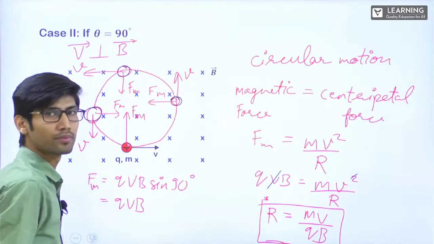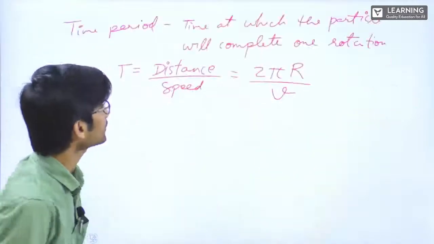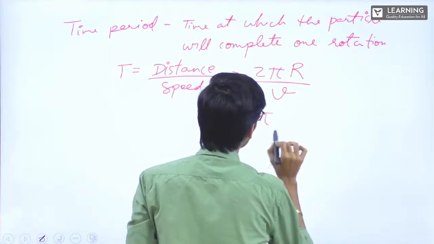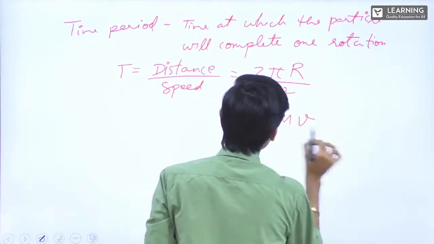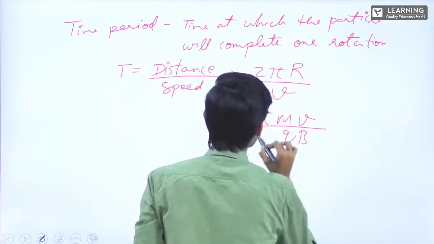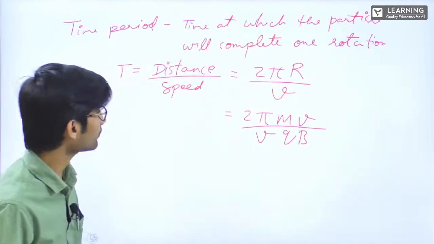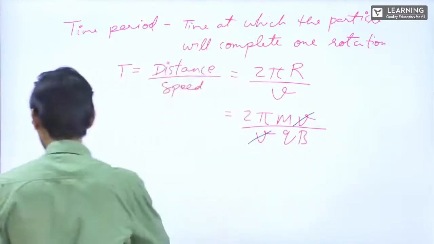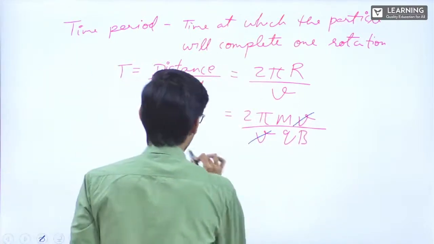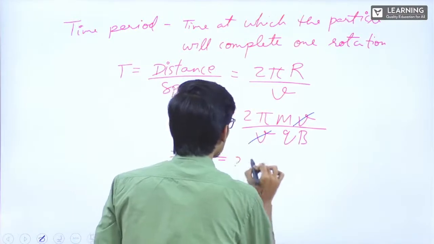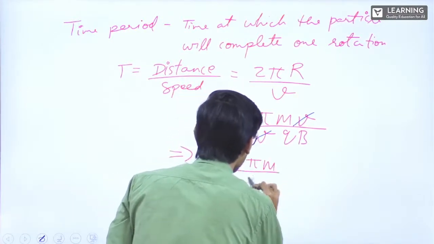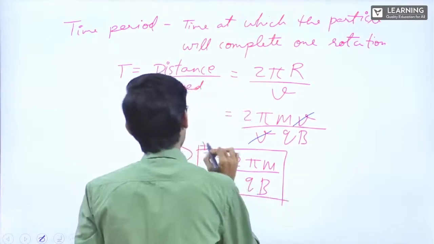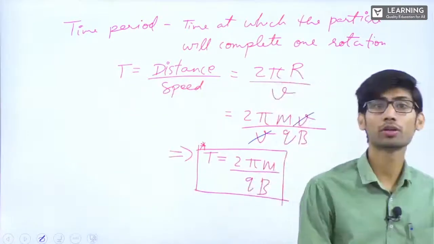Velocity is v. Right? So here this will be 2 pi mv upon qb and this velocity v. Again v and v will be cancelled. What we got, time period is equal to 2 pi m upon qb. Again, very important. 2 pi m upon qb.